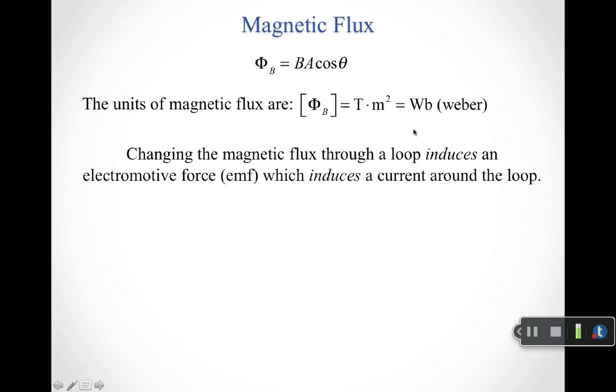And the important thing, the reason we're going to care about magnetic flux: we said we cared about electric flux because of Gauss's law and what we learned the electric flux was proportional to. We're going to care about the magnetic flux because when you change the magnetic flux through some loop, you induce an electromotive force, which induces a current around the loop. So let's start by talking about electromotive force.